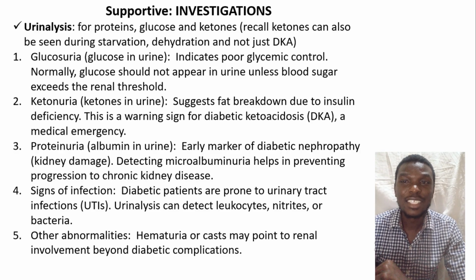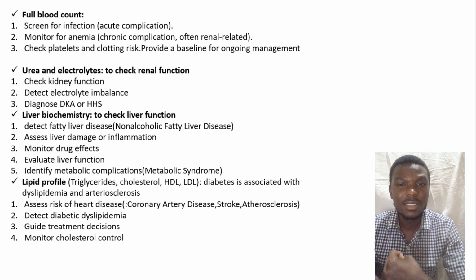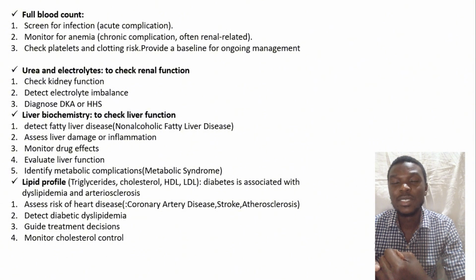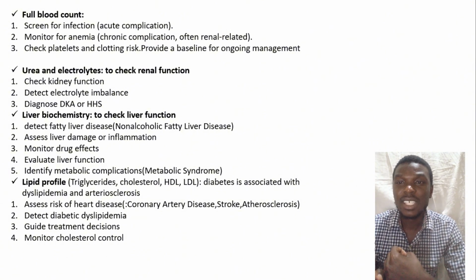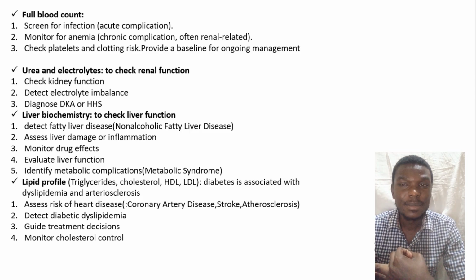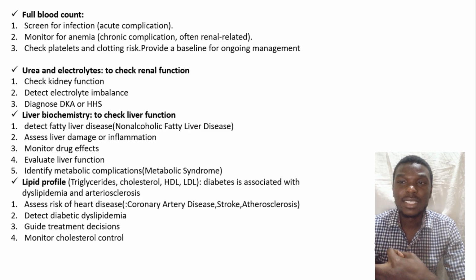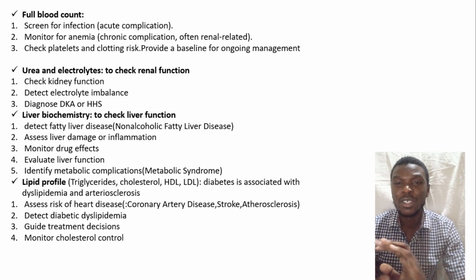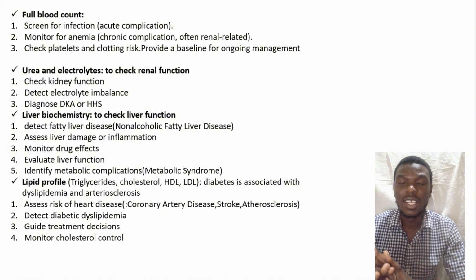And then another test that you do is a full blood count. You're screening for infections. Remember, high sugar levels lower the immune system. So you also want to check for infections. You also want to check for anemia. You also want to check your platelets and the clotting risk. So in short, you're doing this full blood count just to have a baseline so that you know the general health of the patient.